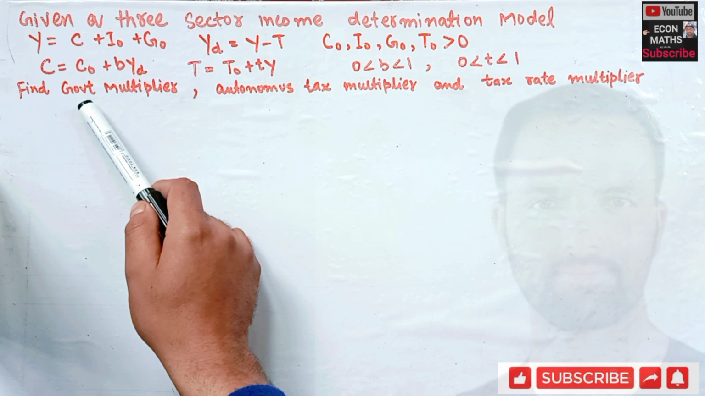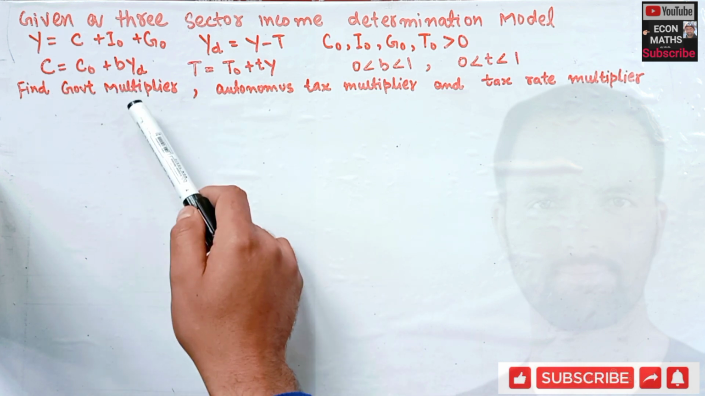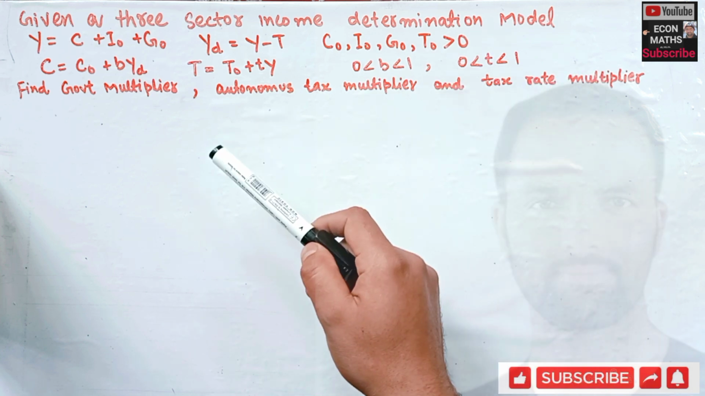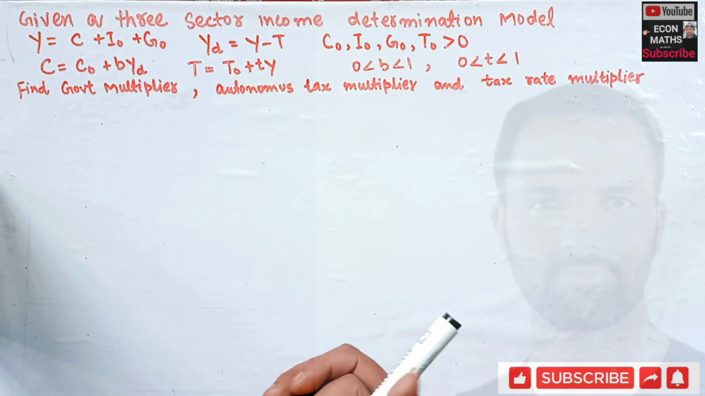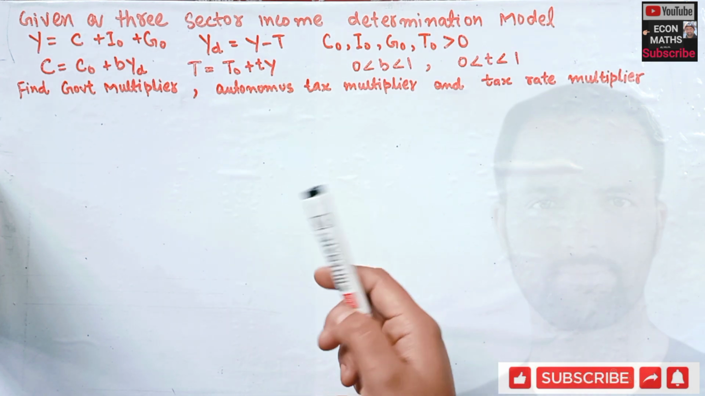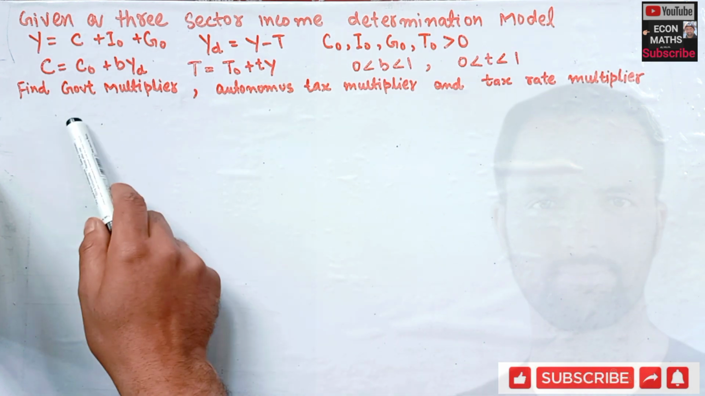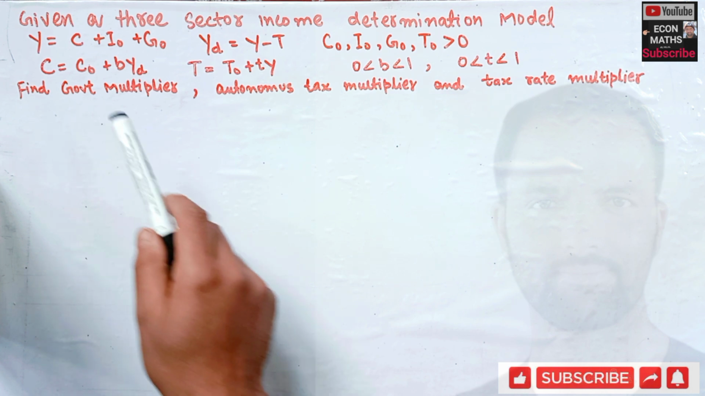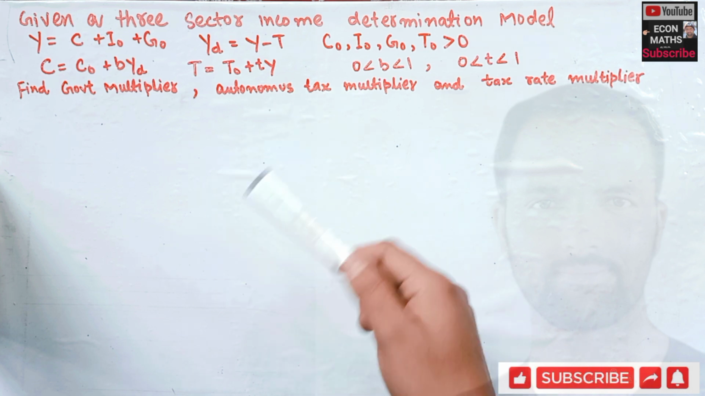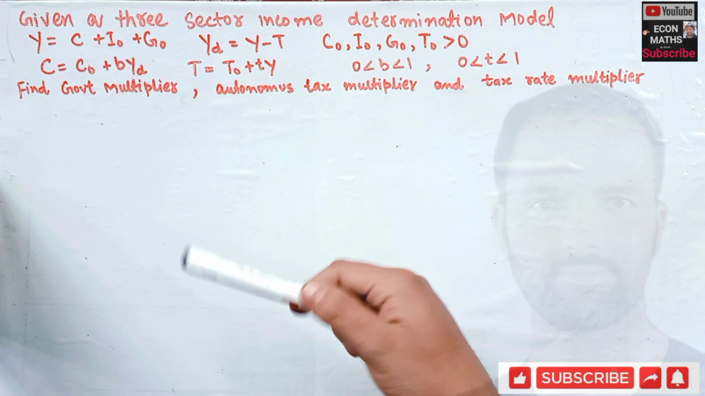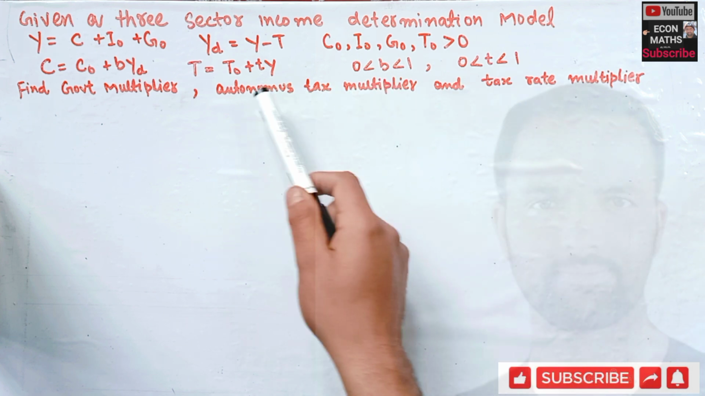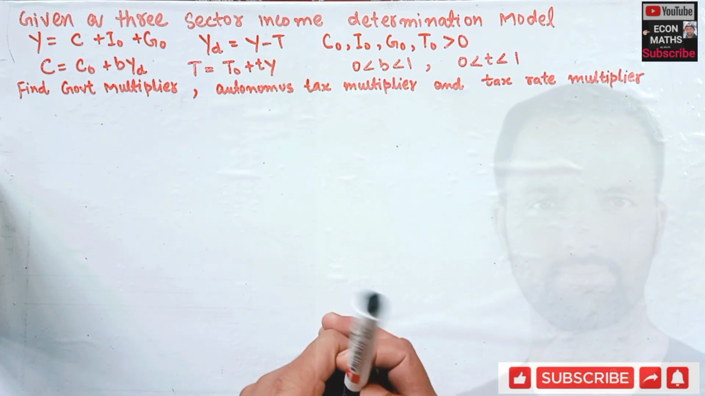Okay, we have to find the government expenditure multiplier, the autonomous tax multiplier and the tax rate multiplier. So let's see how to solve this, and we will also determine the magnitude and the direction of a 1 unit change in the government spending. And the autonomous tax multiplier means we have to see the impact of the lump sum taxation. And for the tax rate multiplier, we have to see the relation with respect to the marginal tax rate.